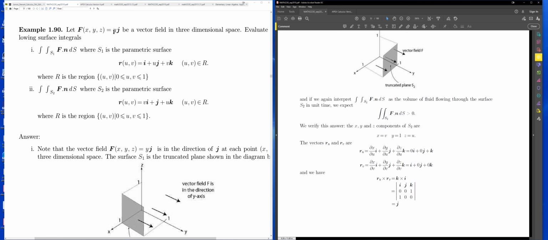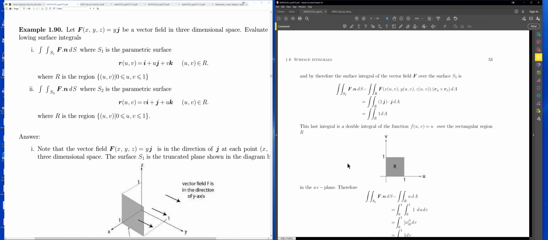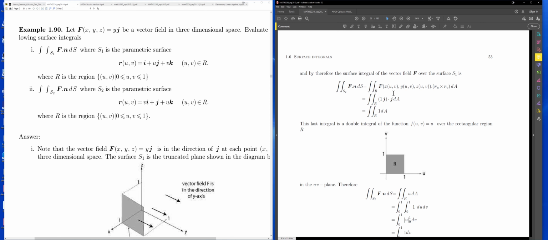But the only thing that I need to replace is the y. So I replace the y with 1, and I end up with just 1 times j, which is j. So when I replace y equal to 1 in my vector field, I get this j over here. So the Ru cross Rv is j. The vector field on the surface S itself is actually just j.